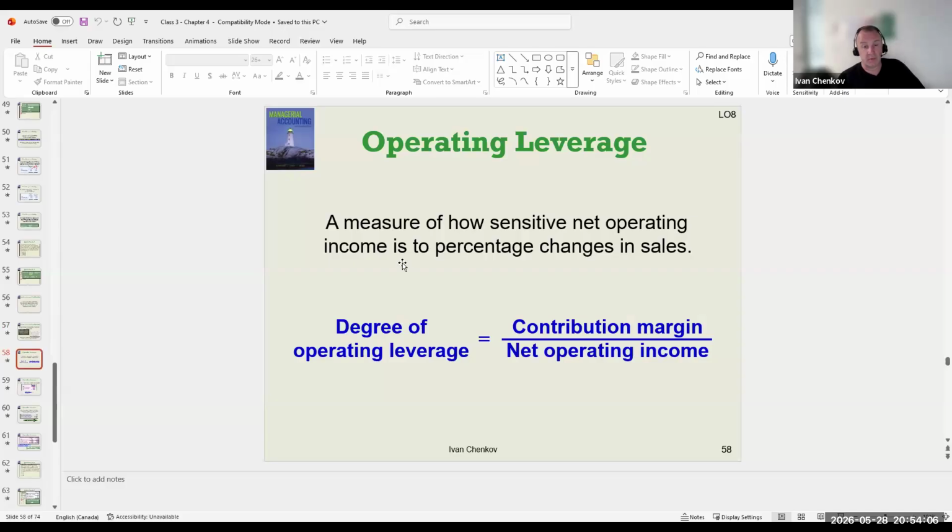That's going to bring us to the operating leverage. Operating leverage is simply how many times you have contribution margin in your operating income. Or that's going to give you how much you're exposed on sales. What's your exposure on sales?